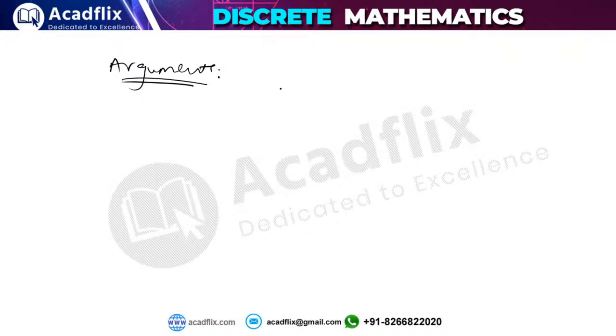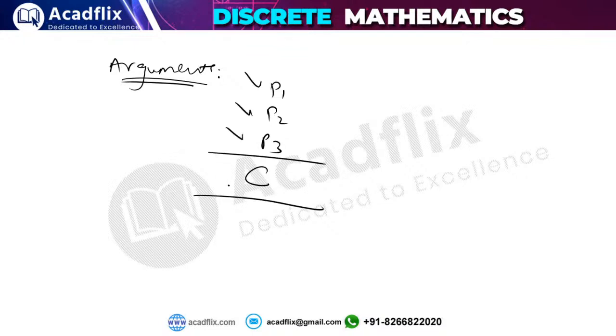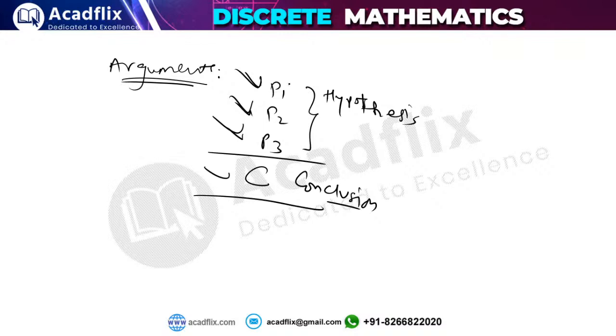It works like this. You have some statements. Maybe statement P1, statement P2, statement P3. These three statements are there. Then there is a conclusion, conclusion C. So some statements are there and there is a conclusion. These are called the hypothesis, and this is called the conclusion or consequence. So you have three statements, and the conclusion of the three statements is this C.